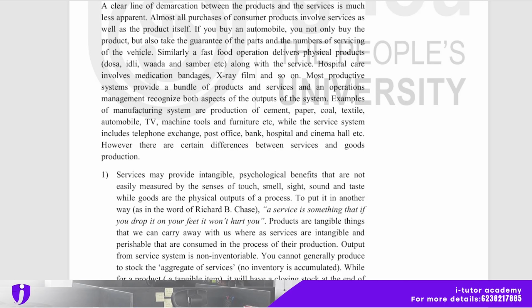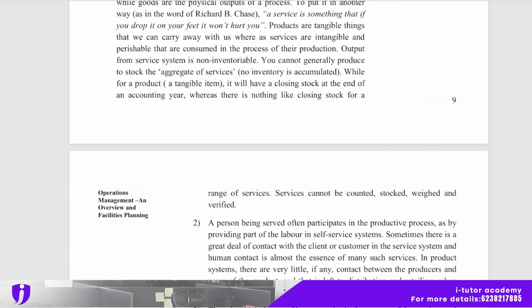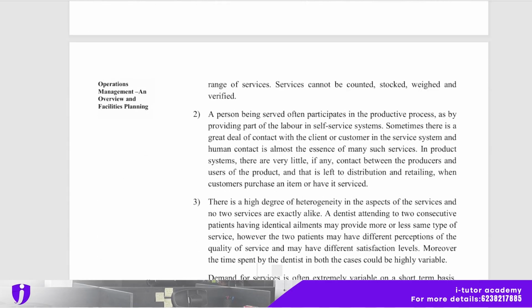Service may provide intangible psychological benefits that are not easily measured by the sense of touch, smell, sight, sound and taste, while goods are the physical output of a process. And a person being served often participates in the productive process, as by providing part of the labor in a self-service system. Sometimes there is a great deal of contact with the client or customer in the service system, and human contact is almost the essence of many such services.